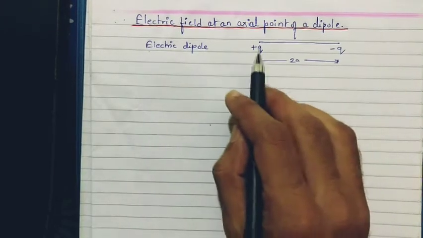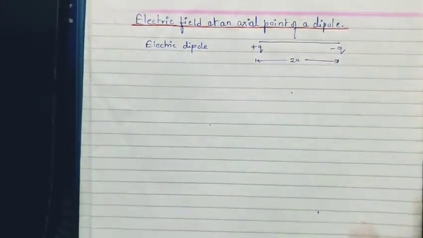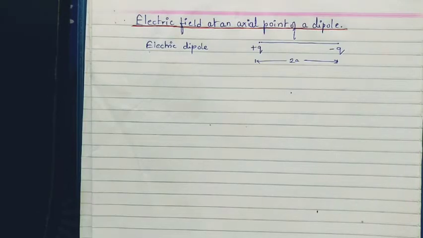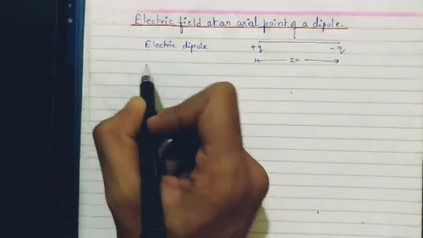We also saw that the total charge of an electric dipole is 0, but the electric field of an electric dipole is not 0. Next point we saw was the electric dipole moment.